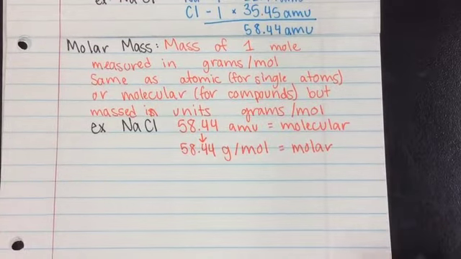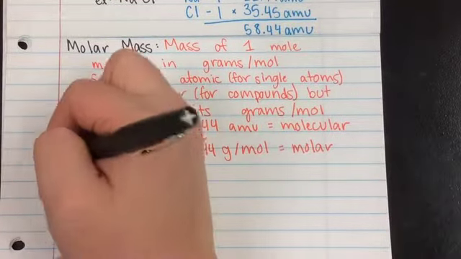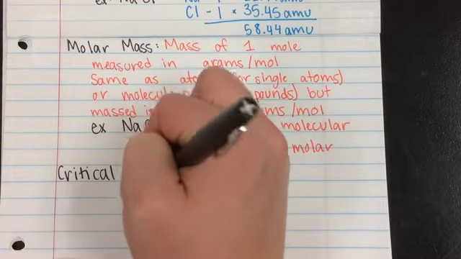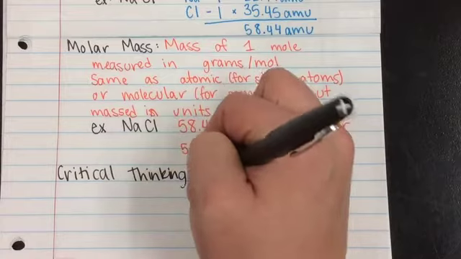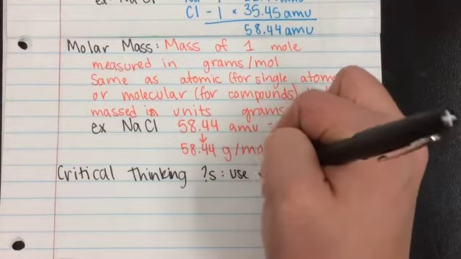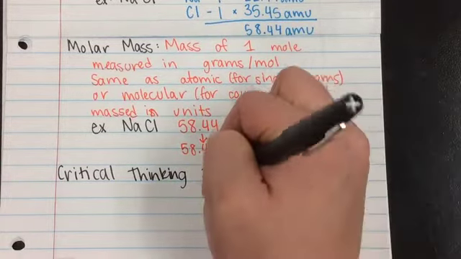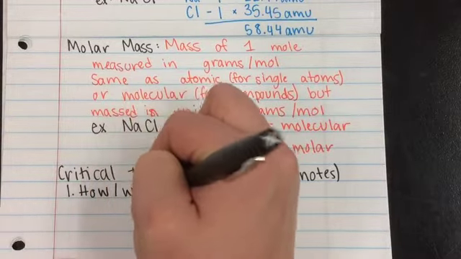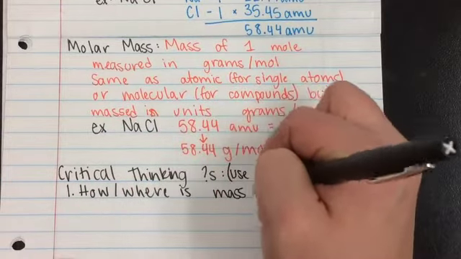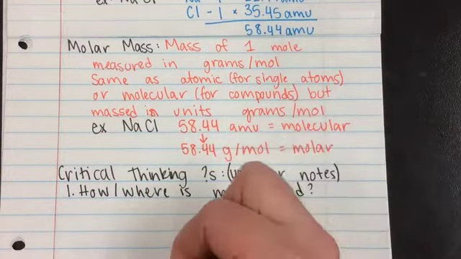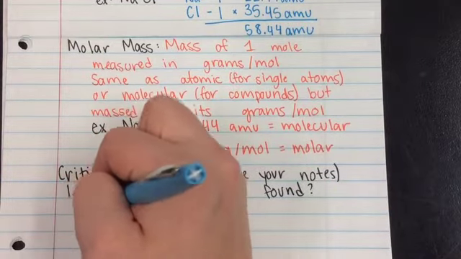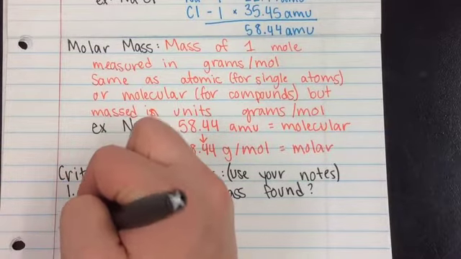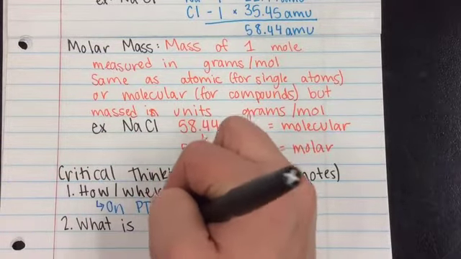That's all the notes we're going to take, but we're going to have a couple questions quick to check for understanding. So your critical thinking questions here, write these down. You're also going to answer them in the question box below. You can use your notes for these. The first one is, how or where is mass found? So where do we find things like the atomic mass? The answer would be on the periodic table. We find all of those numbers on the bottom number in the periodic table.